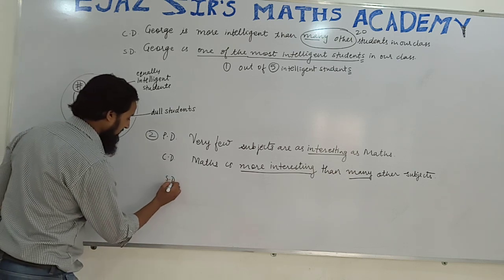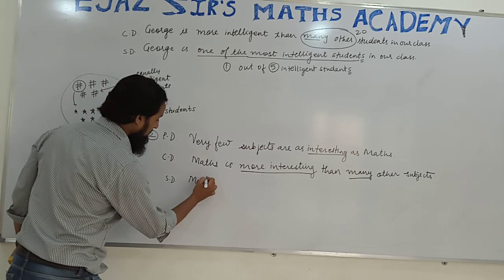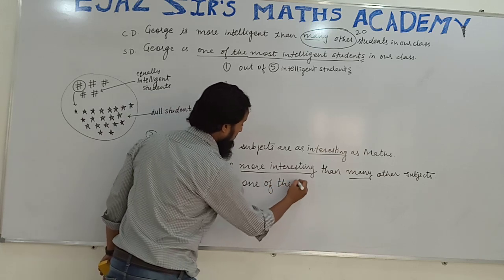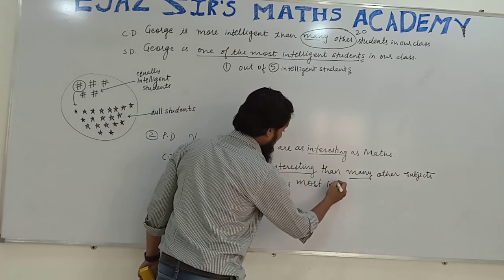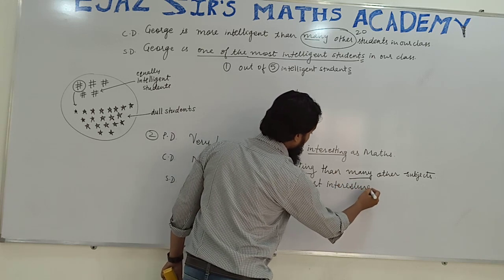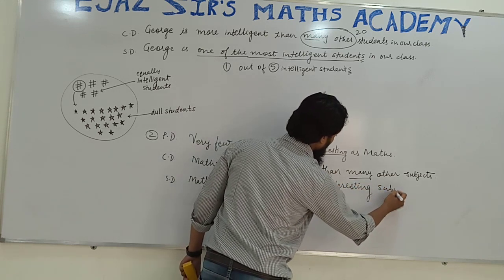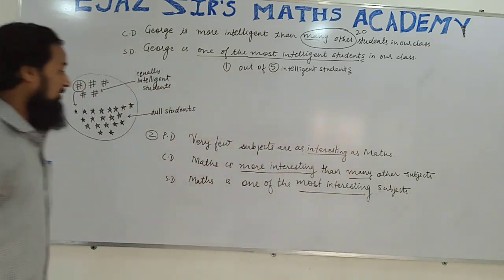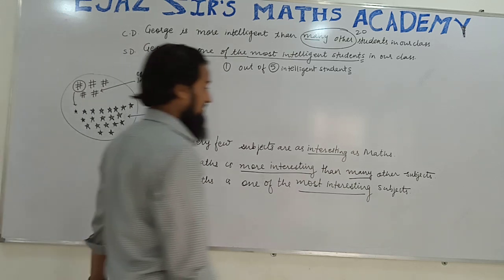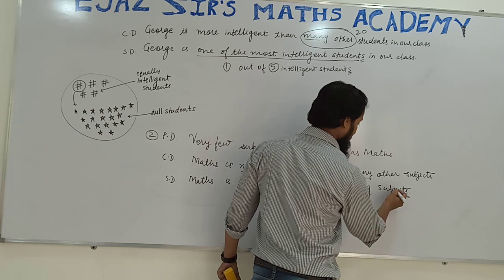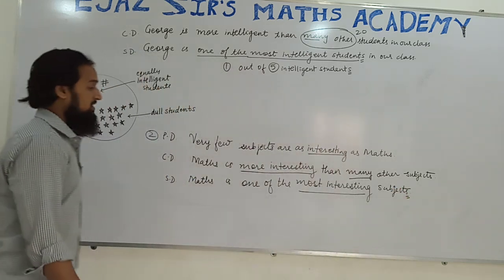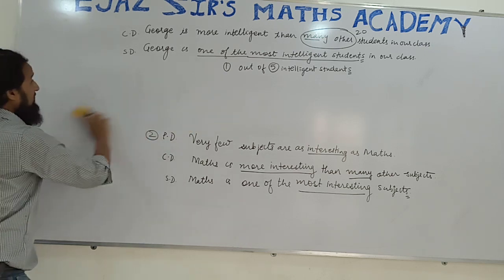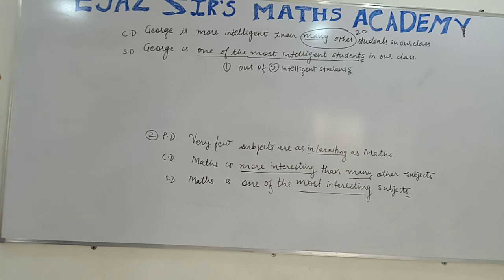And the superlative degree will be maths is one of the most interesting subjects. Most interesting. So maths is one of the most interesting subjects. Always remember, it is subjects because it is one of the most interesting subjects. One out of many other interesting subjects. So these are the two examples. I will give you the third example.